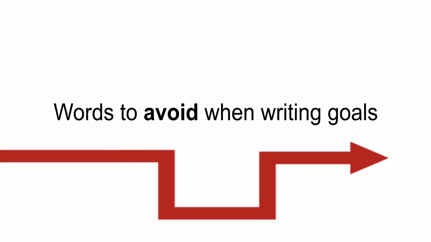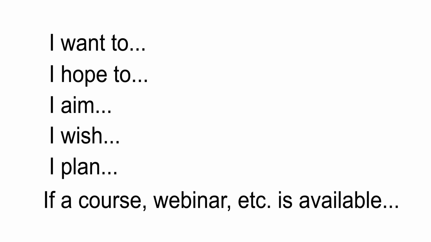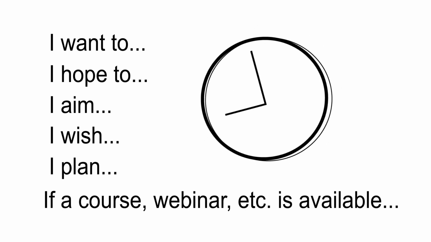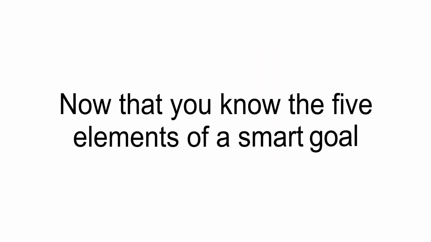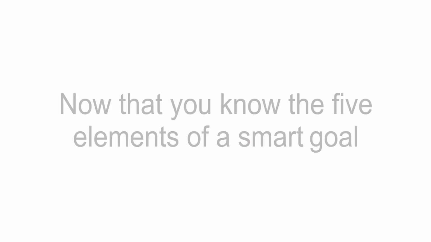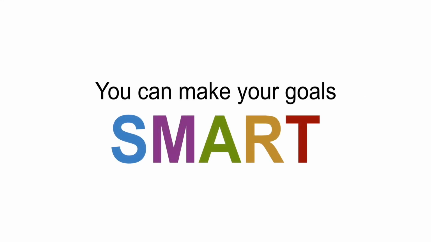These are a few words you should avoid when writing goals. I want to, I hope to, I aim, I wish, I plan, if a course, webinar, etc. is available. These words are based on the future and are non-committal, so they're difficult to accomplish. Now that you know the 5 elements of a SMART goal, you can make your goals smart.